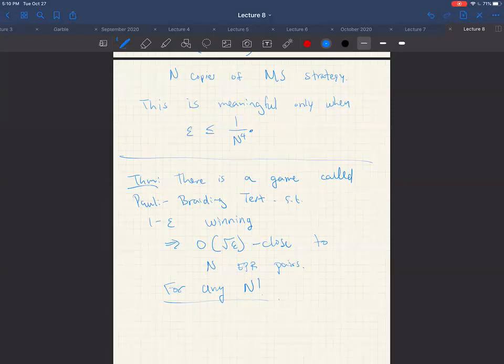What if I restrict the amount of entanglement that you can use? Say, I'm giving you N copies of a game, but I'm allowing you little o of N entangled states. Can you still design a game that you can win with probability 1?